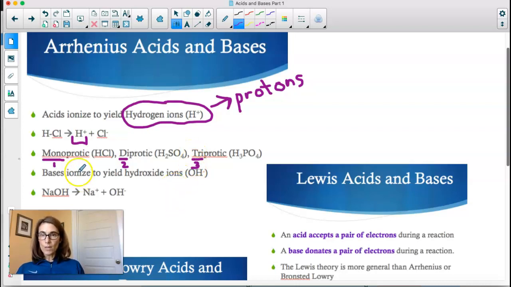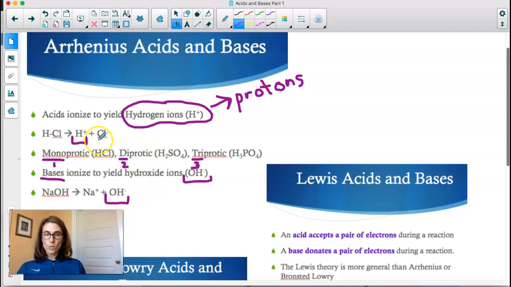Okay, so under the Arrhenius theory, bases are defined as substances that ionize to yield hydroxide ions, that OH- ion. So for instance, sodium hydroxide, or NaOH, when it ionizes, again breaking apart into the ions that make it up, you get an Na+, a sodium positive ion, and that OH-.